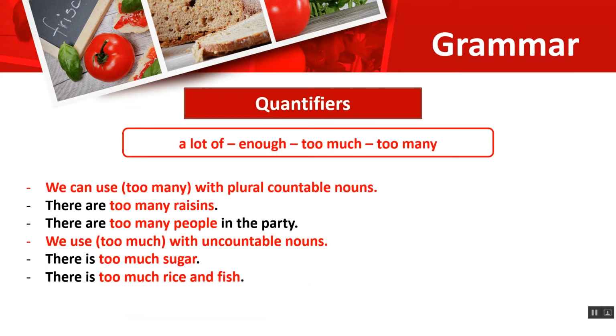We use too many with plural countable nouns. There are too many raisins. There are too many people in the party. We use too much with uncountable nouns. There is too much sugar. There is too much rice and fish.